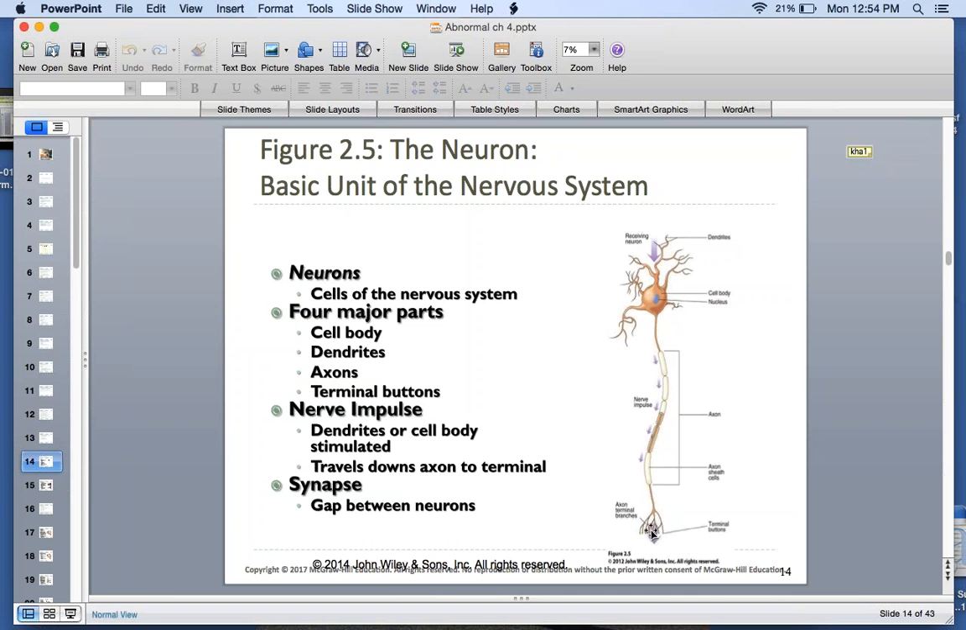Tiny terminal buttons. So what happens is we have information that comes in. And information means neurotransmitter information. Okay, so neurotransmitters come on into the cell and they store up, and they store up, until there is enough in there.